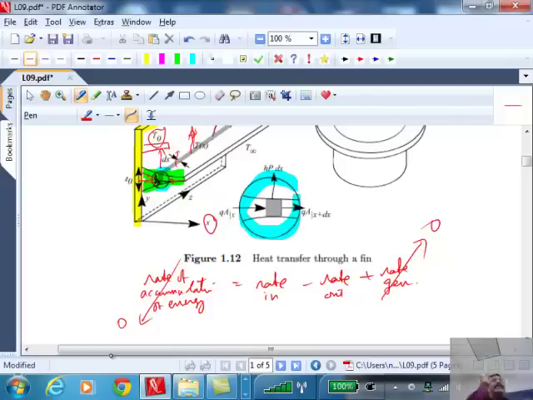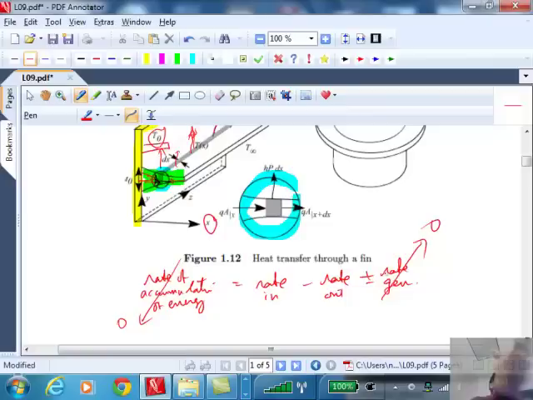Let's think about it. What is the difference between rate of generation and rate of consumption? They're opposites. It's a sign difference. So instead of putting plus, I could put a minus there. That's all I need to do. So when I say rate of generation, it actually means both source and sink.